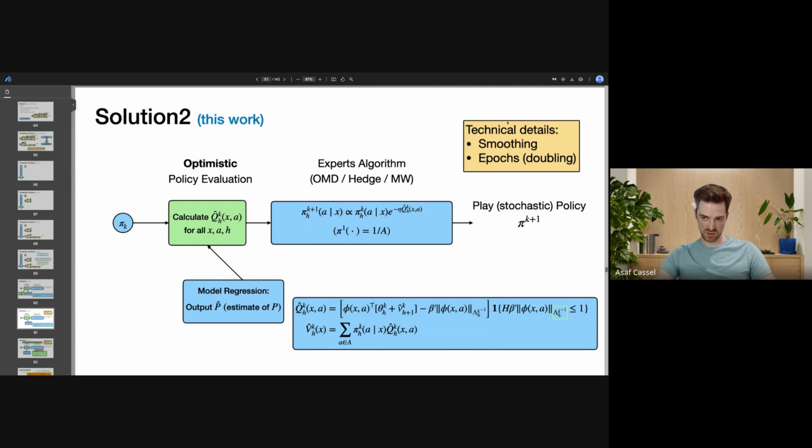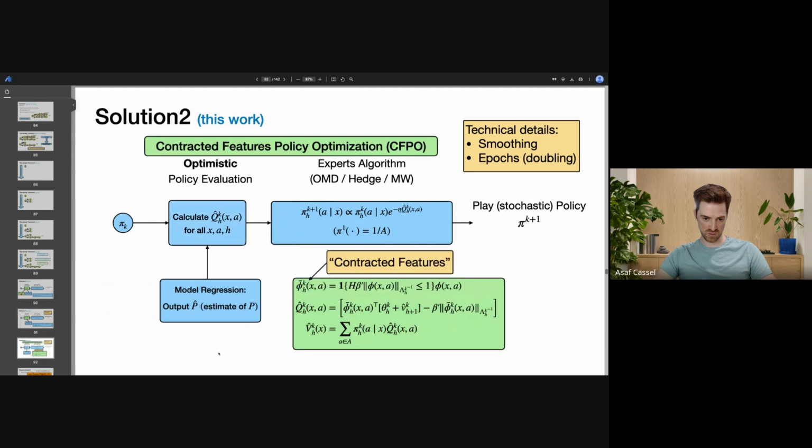Some technical details that I'm glossing over. One, for technical purposes, we'll have to replace this indicator with a smooth version, so it's going to be some sigmoid. But again, it's purely technical and it's not going to matter much. And the second thing is we're going to need epochs. This is also something that's needed in Sherman et al.'s algorithm, basically the same for slightly different reasons. Basically, you use the standard doubling trick on the matrix lambda kh, so you only update it a logarithmic number of times.